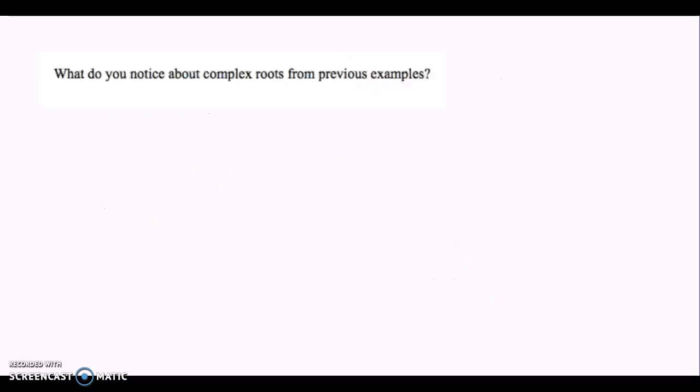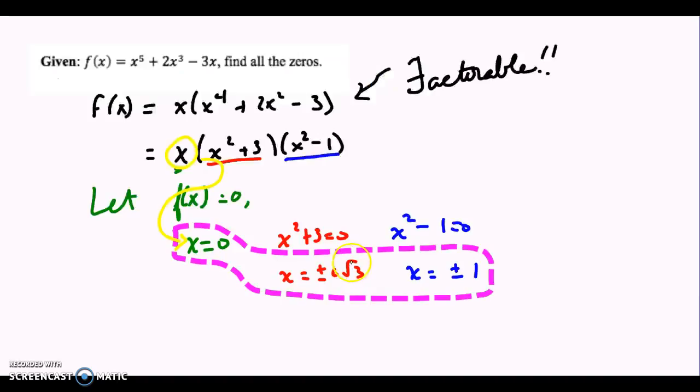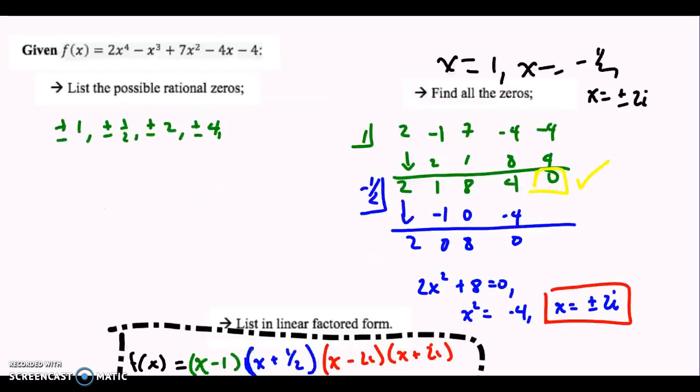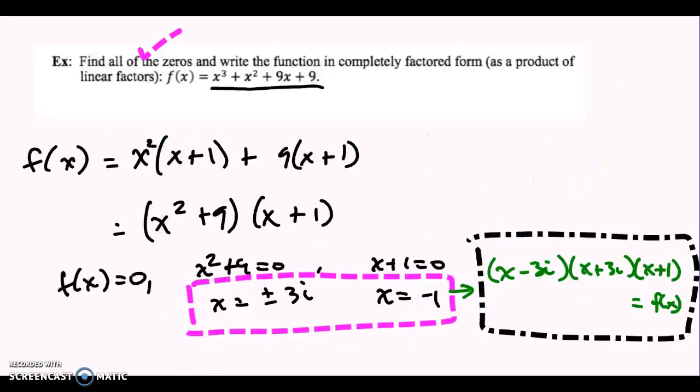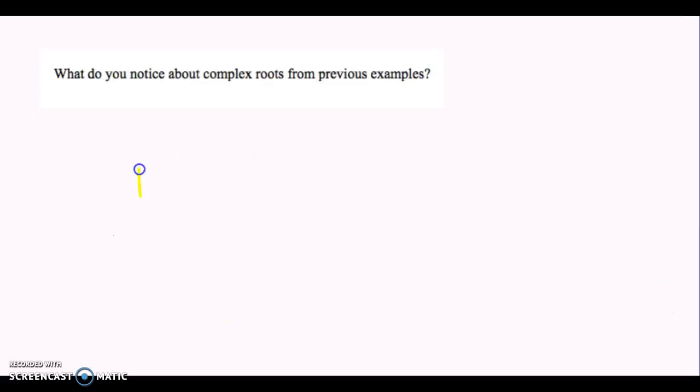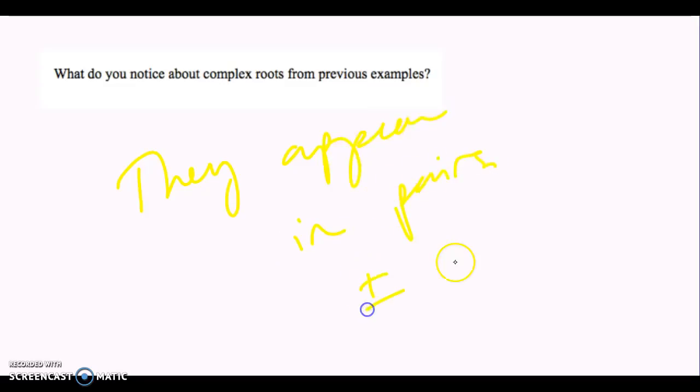So what do you notice about the complex roots? Well, what we notice is that, for the sake of time, they're in pairs. If I have a positive 1, I get a negative 1 with the same thing. And if you go back a couple examples, a positive 2i, a negative 2i. Boom, evidence. A positive 3i and a negative 3i. They appear in pairs. There's a plus and a minus of the same number. That will come in handy for the next problem.